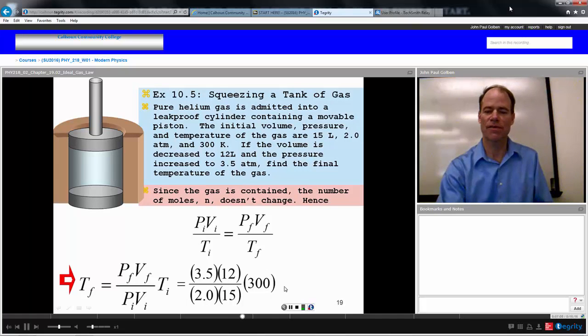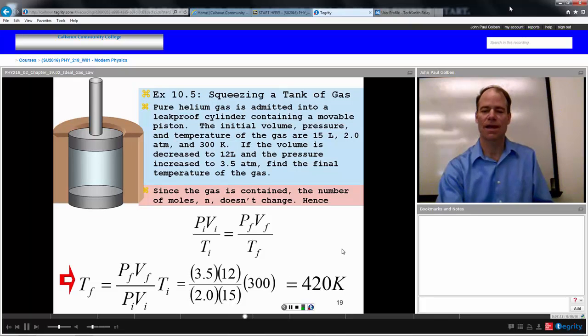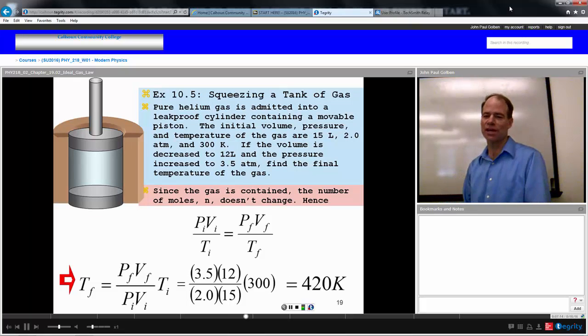So I'm going to get my final temperature, and the units are going to be in Kelvin, and I come up with 420 Kelvin. So the final temperature of this compressed gas is that the temperature goes up as these particles are moving faster, and that is 420 Kelvin.